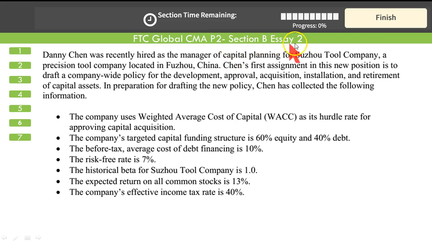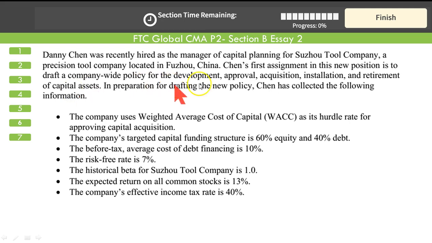Section B, Corporate Finance, Asset 2. Danny Chen was recently hired as a manager of capital planning for Suzhou Tool Company, a precision tool company located in Fuzhou, China. Chen's first assignment in this new position is to draft a company-wide policy for the development, approval, acquisition, installation, and retirement of capital assets.